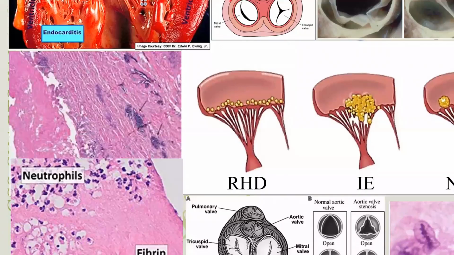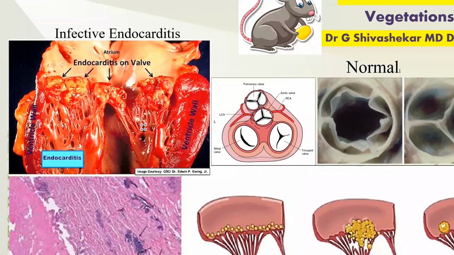After having completed the rheumatic heart disease, I am going to infective endocarditis. Infective endocarditis is not only bacterial. It can be bacterial, viral, fungal, etc. So it is called infective. Earlier it was called bacterial endocarditis. I will not go into the theory, but look at this one.